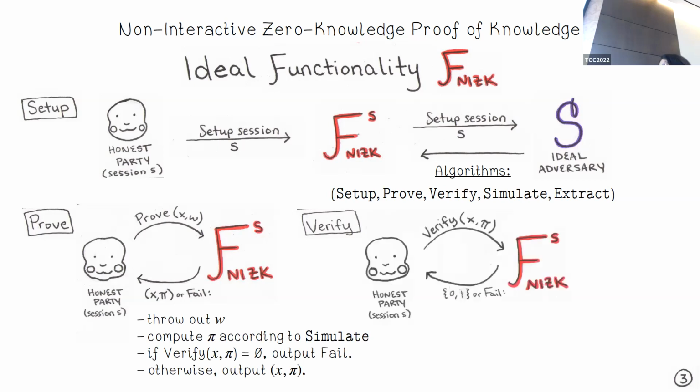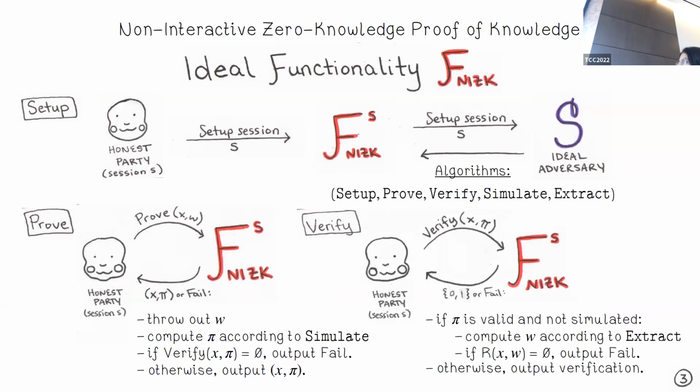In the verify phase, the honest party sends a proof for F_NIZK to verify, and F_NIZK either sends the verification or outputs fail, again computed as follows. If this proof is valid and not simulated, then F_NIZK computes the witness according to the extract algorithm. If it is able to extract a valid witness, it just outputs the verification, otherwise it fails.